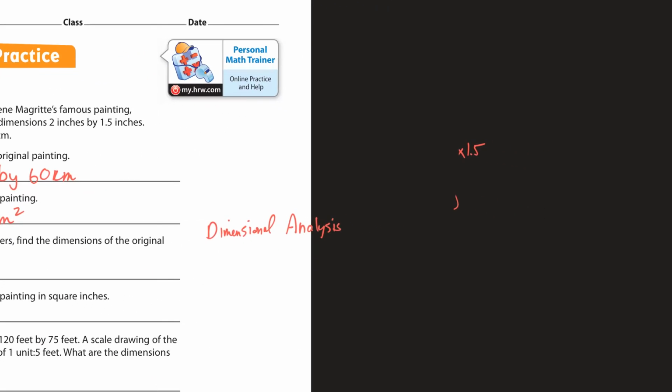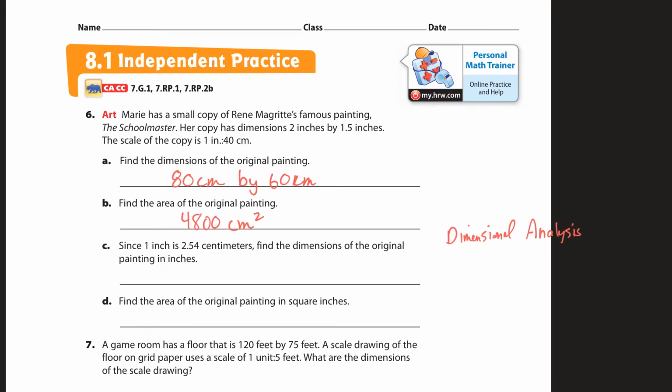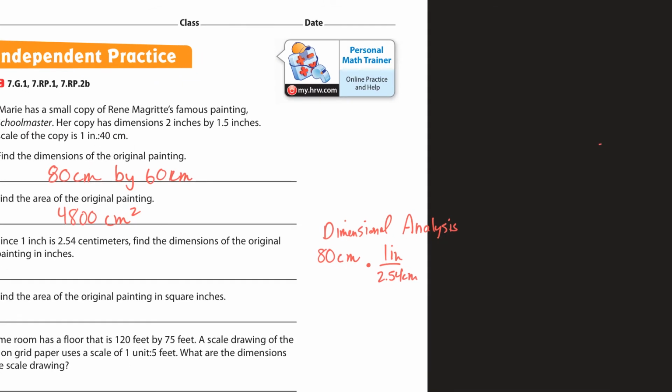Wait, no. I was worried that I just deleted all my stuff, but I actually have it here. It was 80, which I got by multiplying 80 by 60. So I have 80 centimeters. And I'm given 1 inch is 2.54 centimeters. And I wrote it this way, and I use this to remind myself, do I multiply or divide?